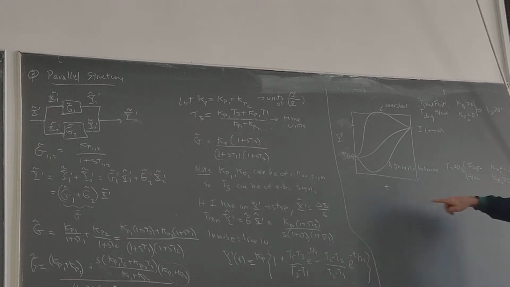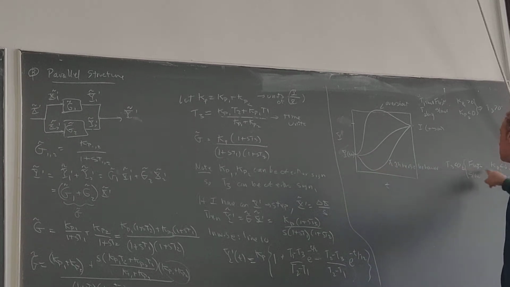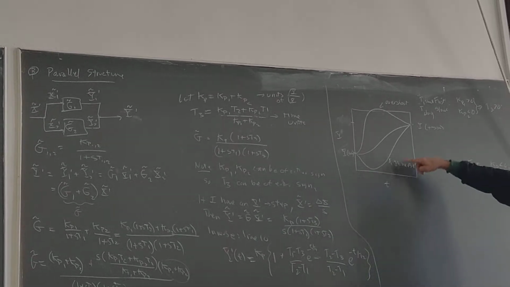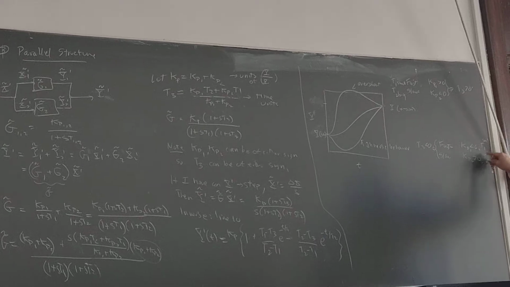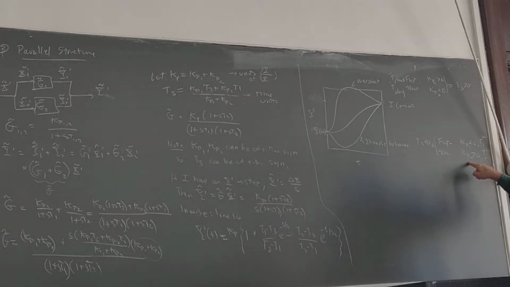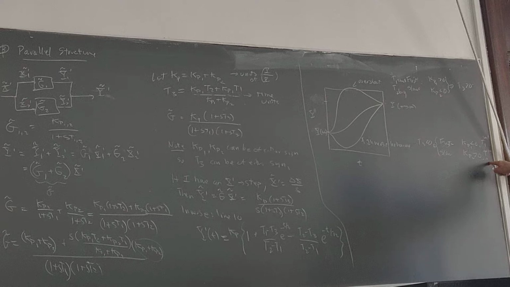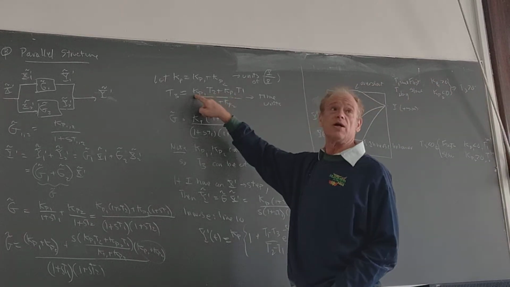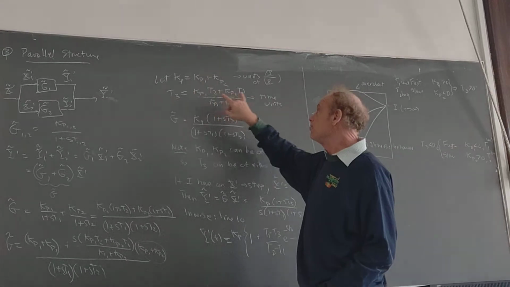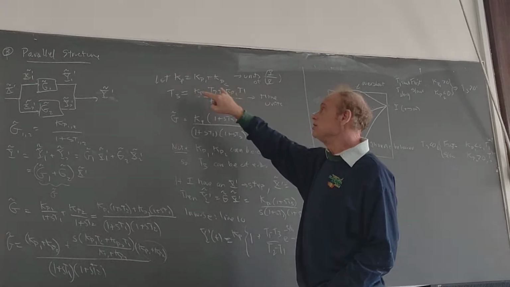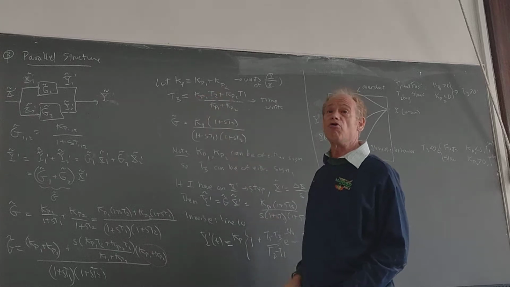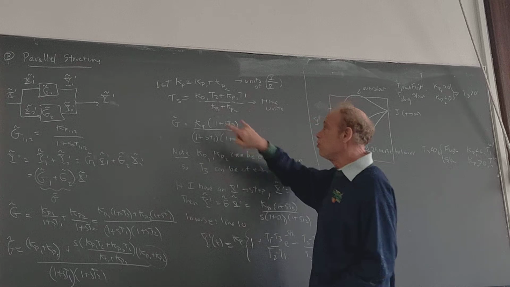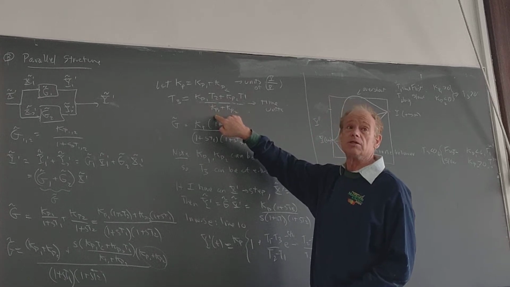In this case, I start out with a fast process, T1 small, where Kp is negative, followed by a slow process, T2 is big, where Kp is positive. So T2 is big, Kp1 is negative. This is big and negative. This is small and positive. So the negative wins.